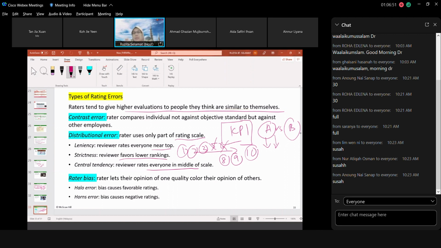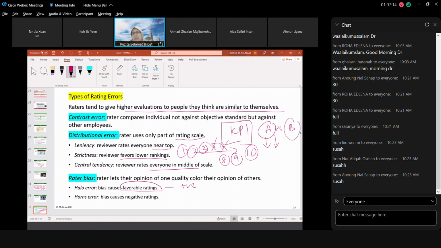Jadi I think dia punya term tu pun you dah boleh agak. Leniency tu apa, strictness tu apa, right? Okay, so let's look at rater bias. We have halo error and Horn's error. Halo error, kalau rater fokus on favorable rating sahaja. Maksudnya dia hanya nampak perkara-perkara yang positif sahaja.